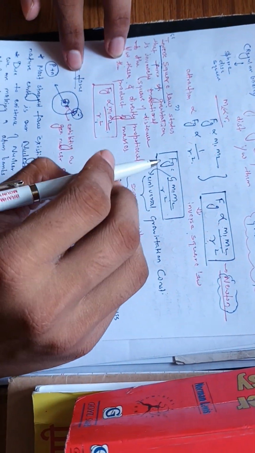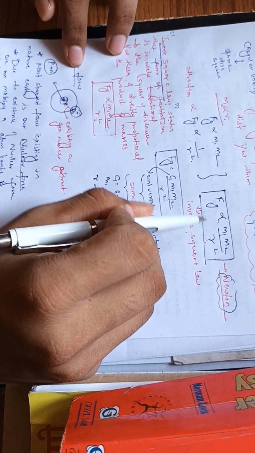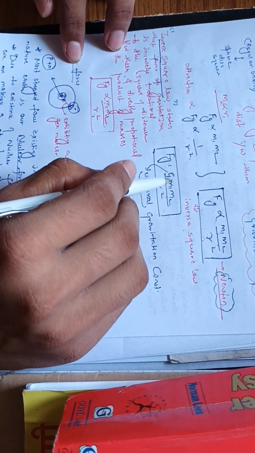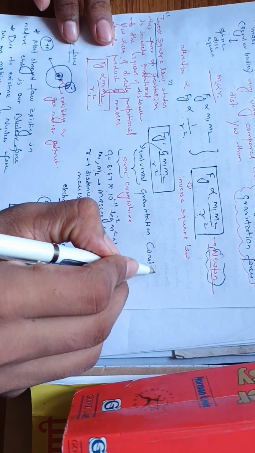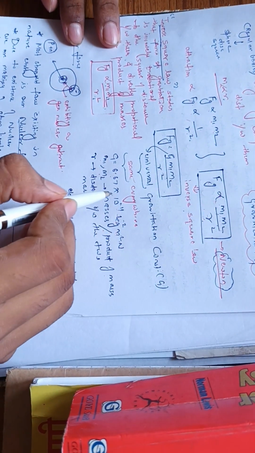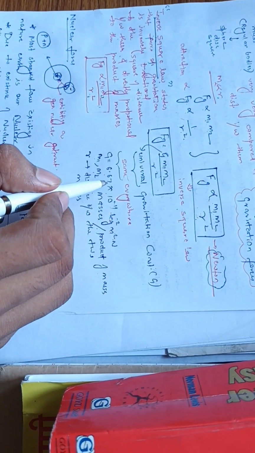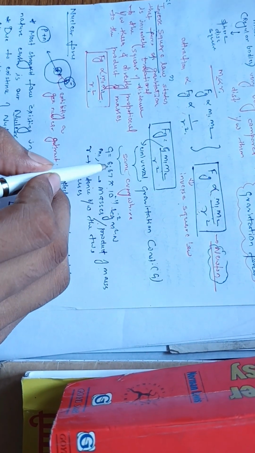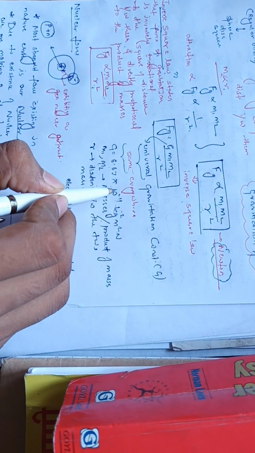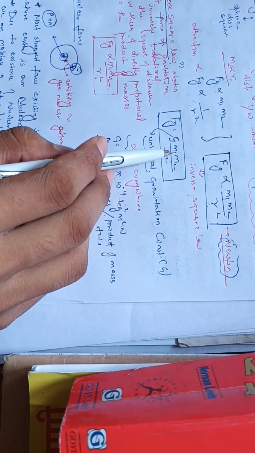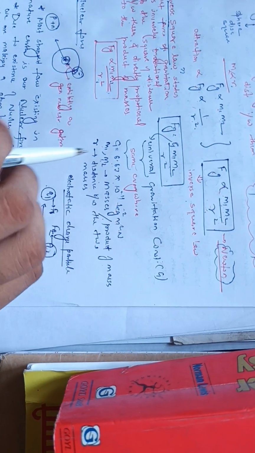Now when we remove the proportionality sign, we write a constant that is called the universal gravitation constant, represented by G. Its value is the same everywhere, and if we take an object to another planet, its value will be the same, that is equal to 6.67 into 10 raised to power minus 11 newton meter square per kg square. Here m1 and m2 are masses and r is the distance between the two.